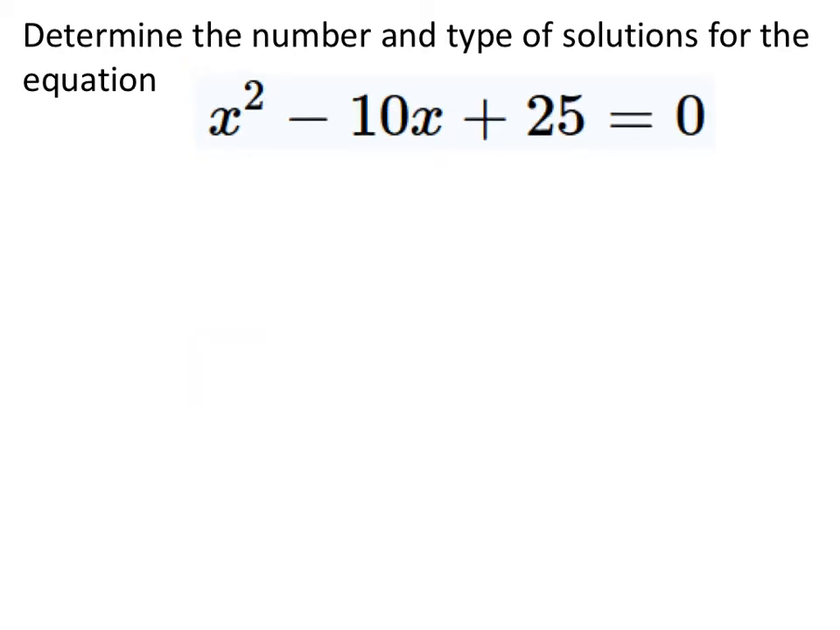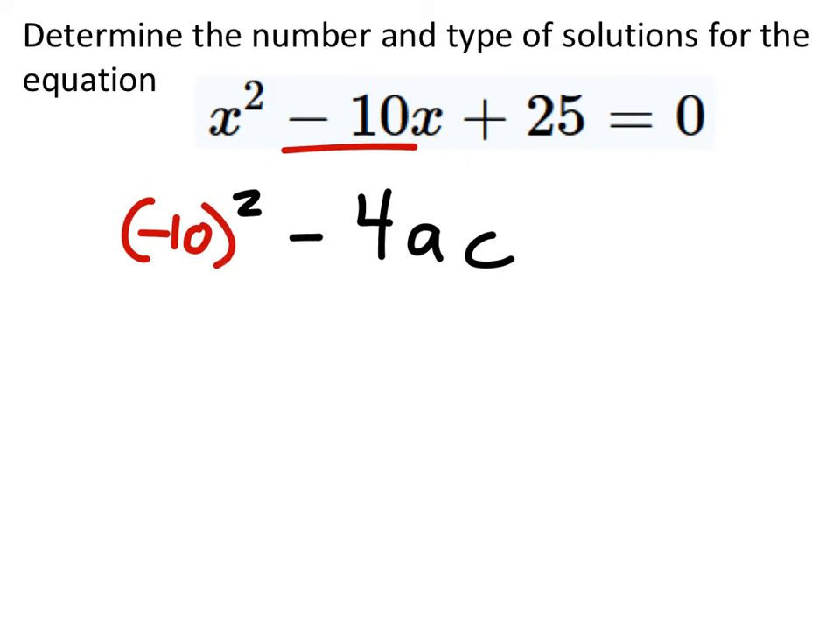Determine the number and types of solutions for this one. Same idea. Let's look at the discriminant. Now this time my b value is a negative. That's not going to matter because it's squared anyways, but we'll still show it as negative 10. The a value is not shown, but it's a 1 there. It's that phantom 1. So I'll replace my a with 1. And finally, c, the constant, is 25.